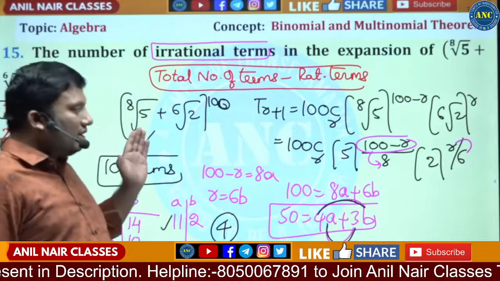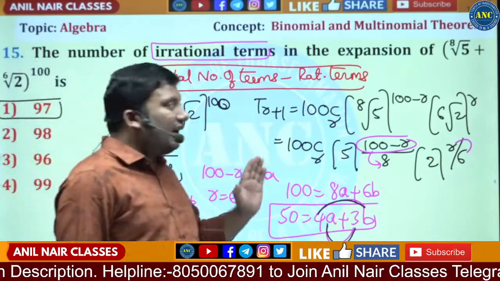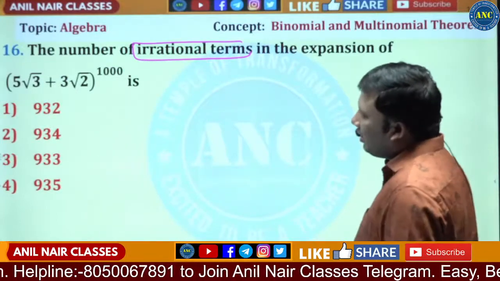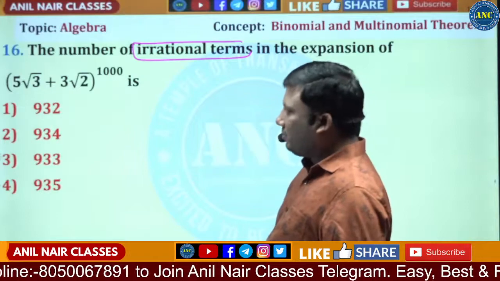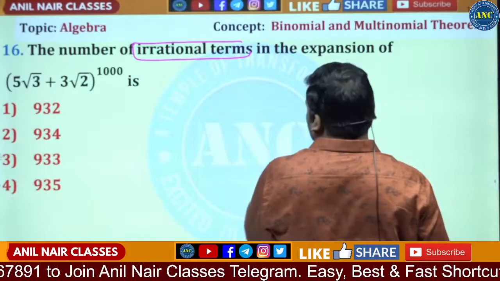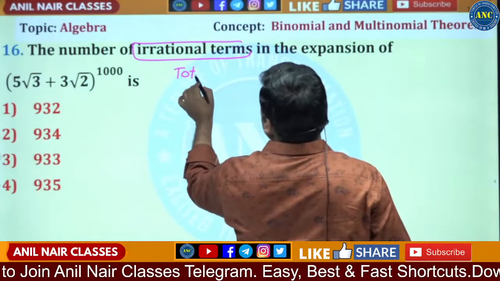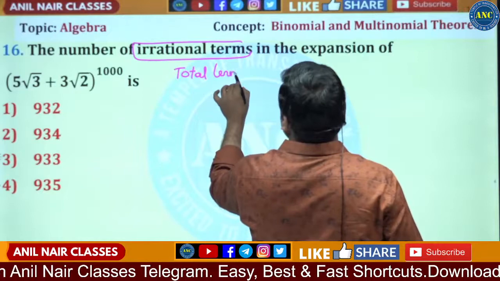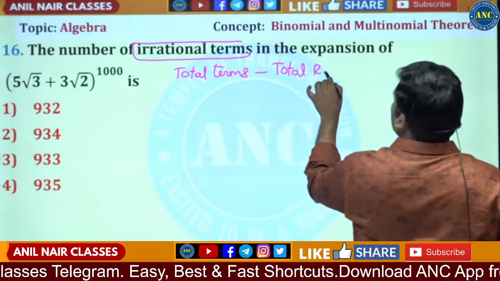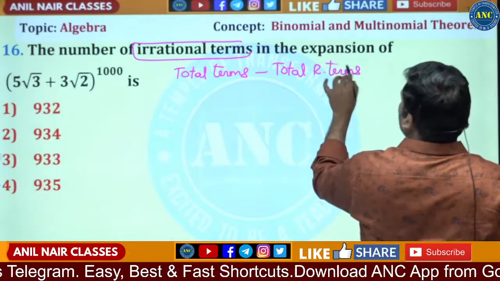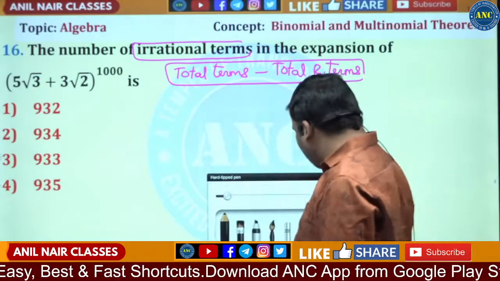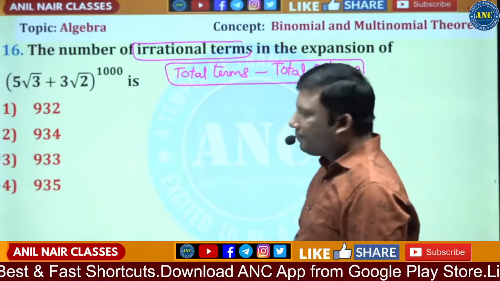All these questions, make sure that you practice them again and again. Otherwise, you might leave this kind of question. Next one, find the number of irrational terms. We already did the same process. Irrational terms means total terms minus total rational terms. Total terms minus total rational terms will give you total irrational terms. Now listen carefully.